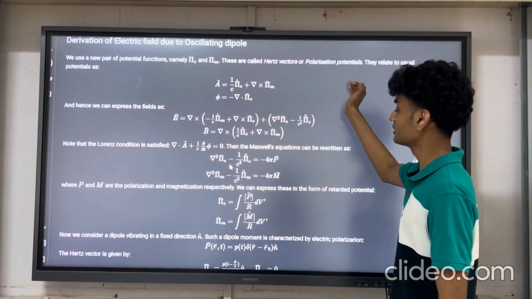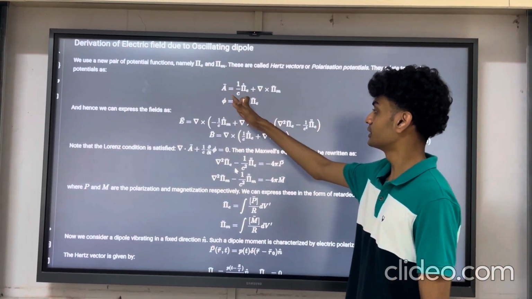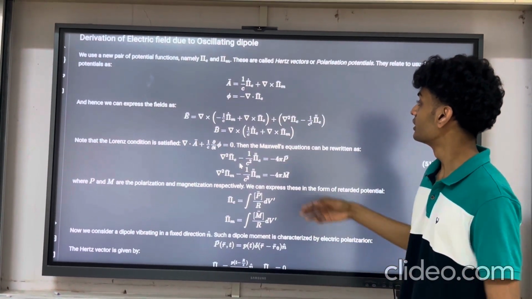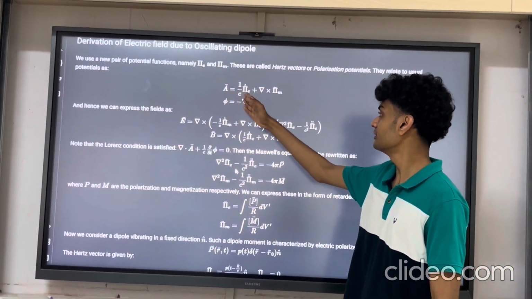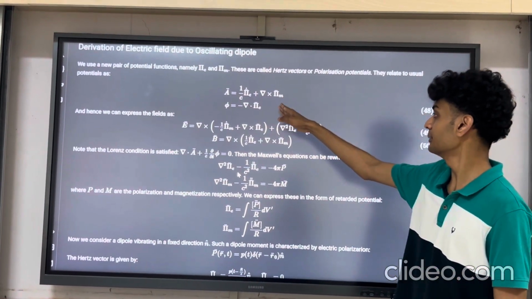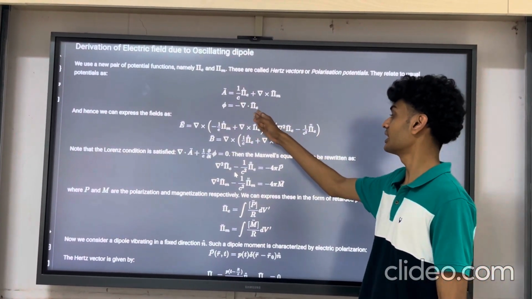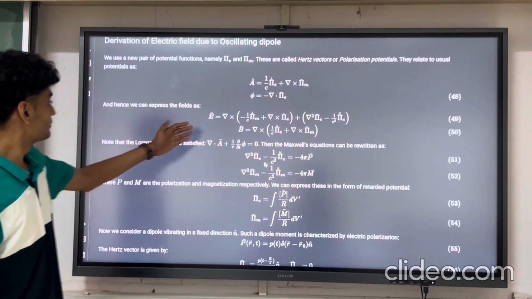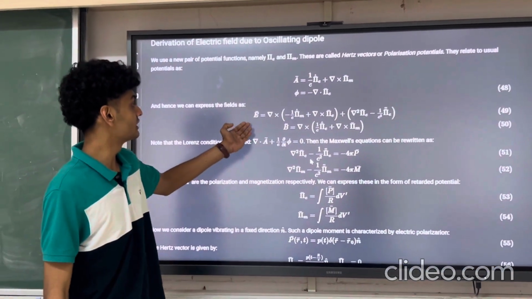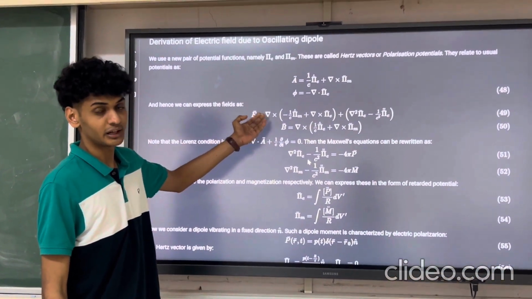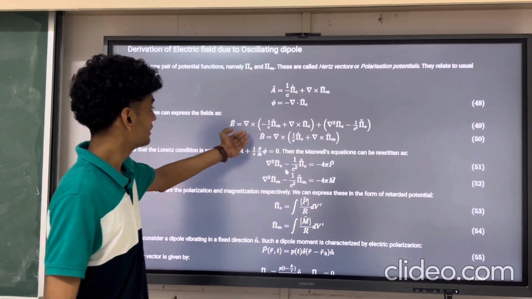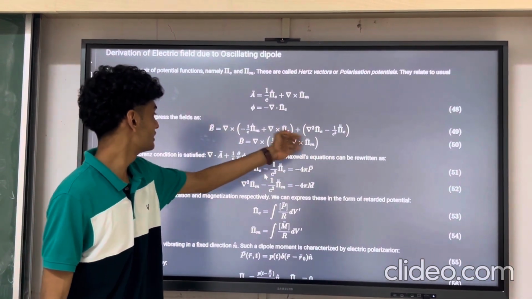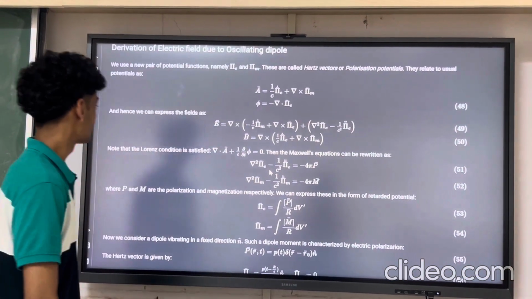And first we define them in terms of our normal potentials, which are a vector potential and a scalar potential, A and phi. So the vector A is given by 1 by c times pi e dot plus the curl of pi m, and the scalar potential is just the negative divergence of pi e. And after that we simply substitute these in the expression of E, which is minus del phi minus del A by del t, and we end up with this expression for E, and similarly this expression for B, which is the curl of A.